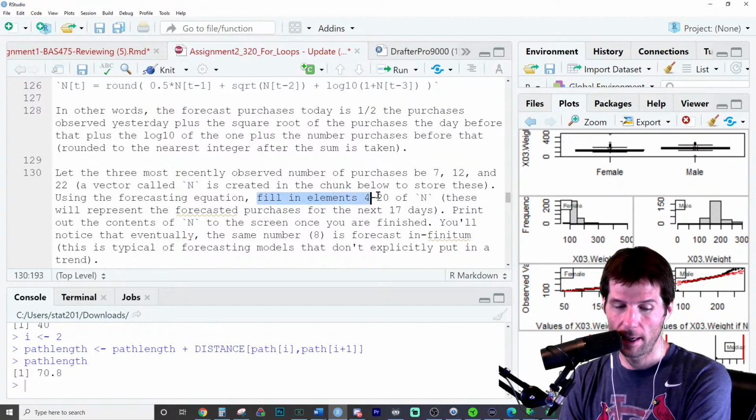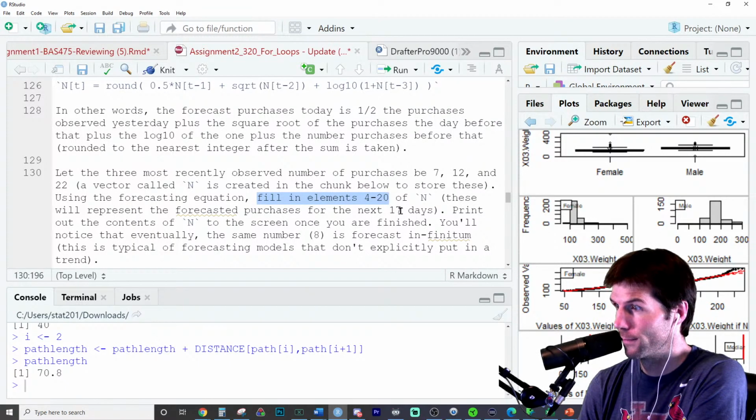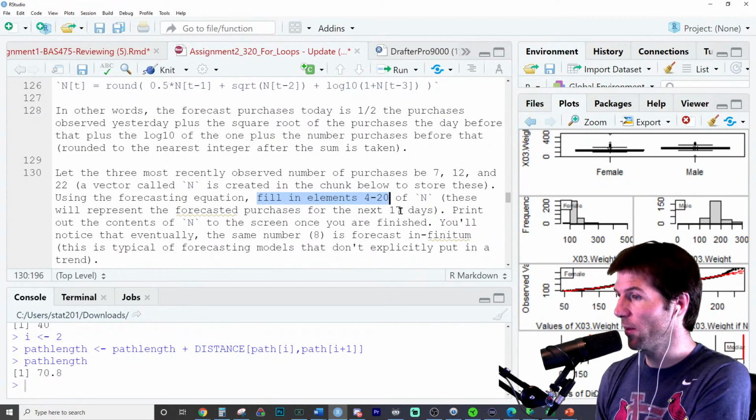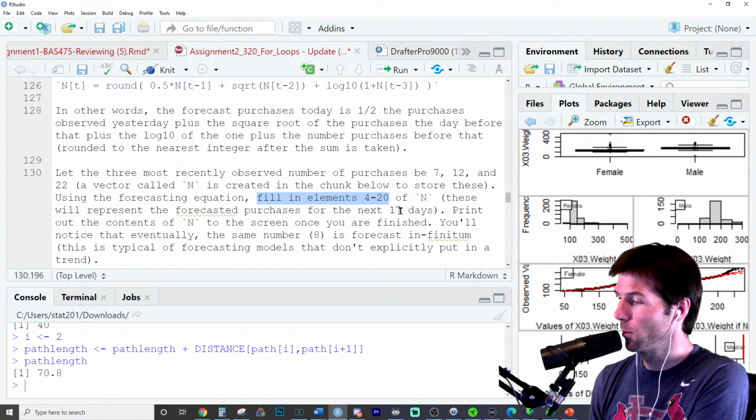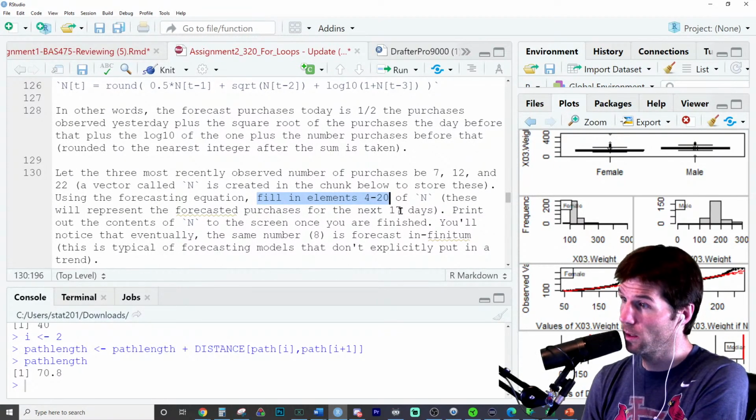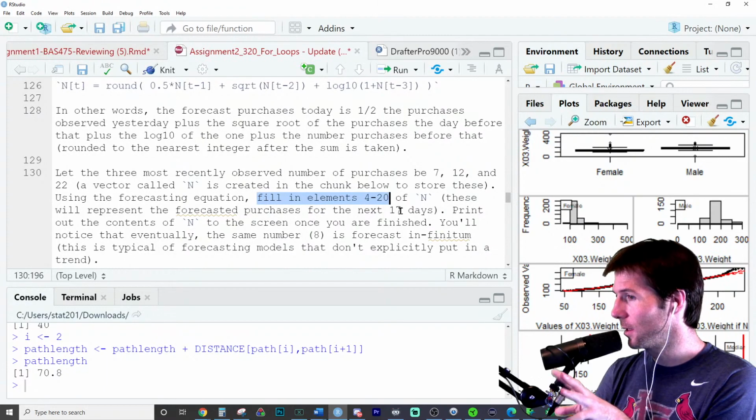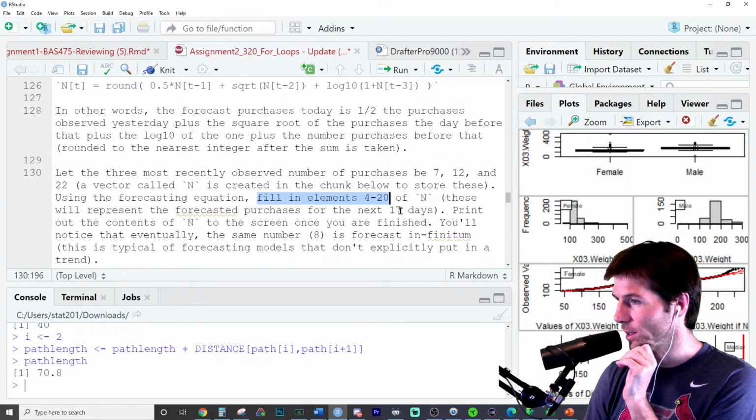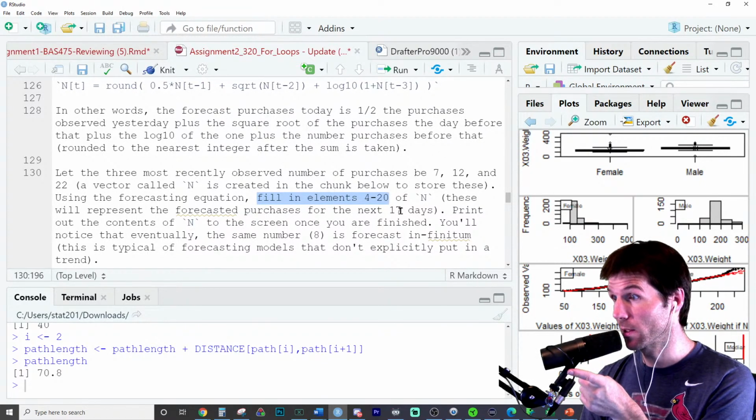It says fill in elements 4 through 20. Kind of like when we're running this, we'll start by filling in the 4th element. Then we'll do the 5th element next. Then we'll do the 6th, the 7th, the 8th, all the way to the 20th element. Kind of sounds like maybe right here we might be talking about the what? Sounds like when it says we'll be running 4 through 20, filling in element 4, maybe that's the vector.